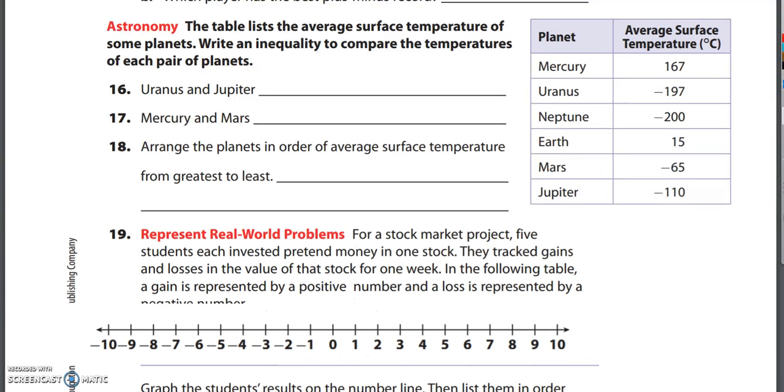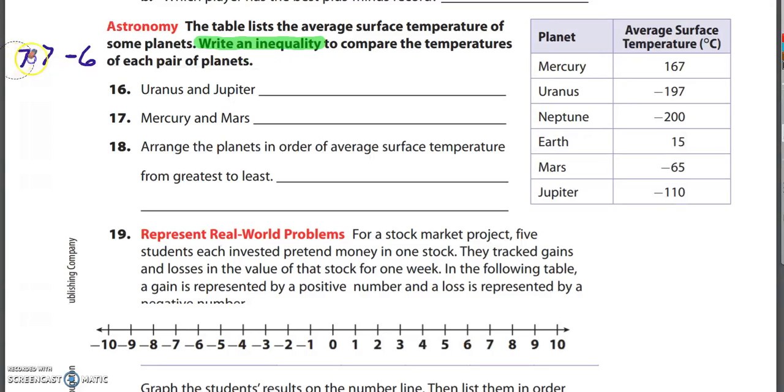Astronomy. The table lists the average surface temperature of some planets. Write an inequality to compare the temperatures of each pair of planets. So historically what kids have trouble with is that they don't know what an inequality is. Well, an inequality is anything, I'll do it off to the left, an inequality is anything where you've got two numbers like 7 and -6, and that you write a symbol in there to make it true. That's what an inequality is.